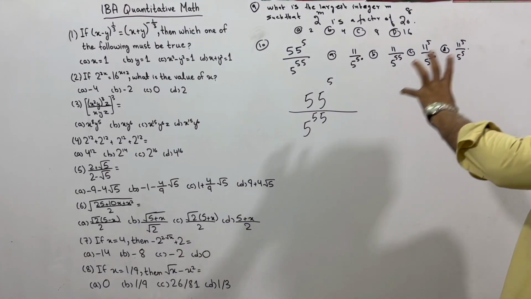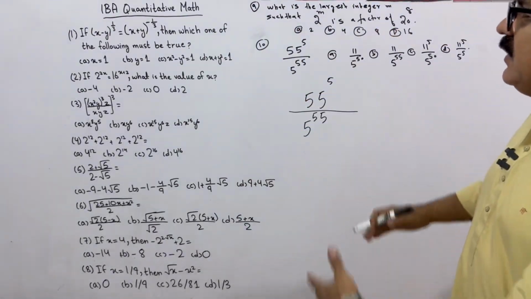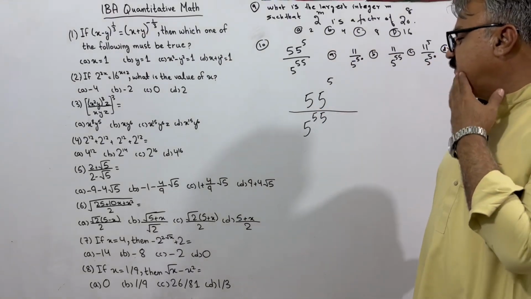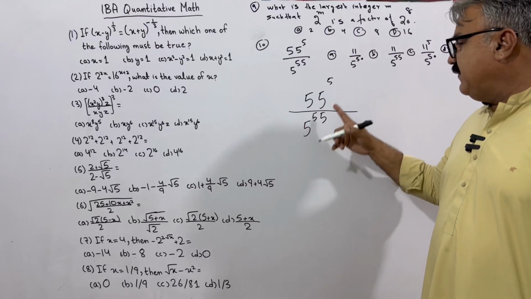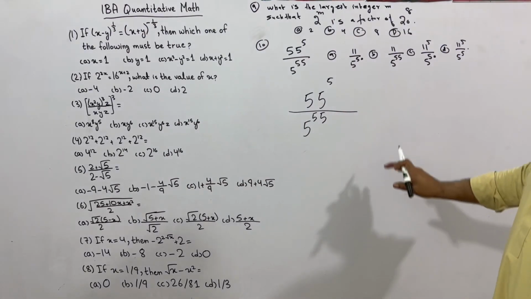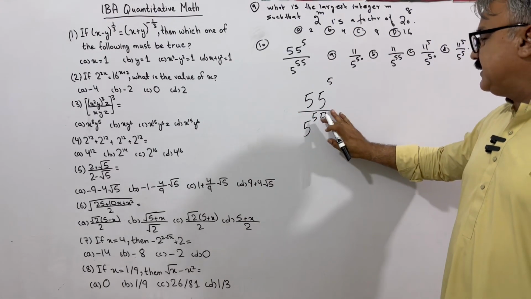I have written the question very clearly for you. If something is cutting, it is not on the screen. I am writing it for you one by one again: 55 raised 5 divided by 5 raised 55. There is no need to worry about that. Just stick to the basics.